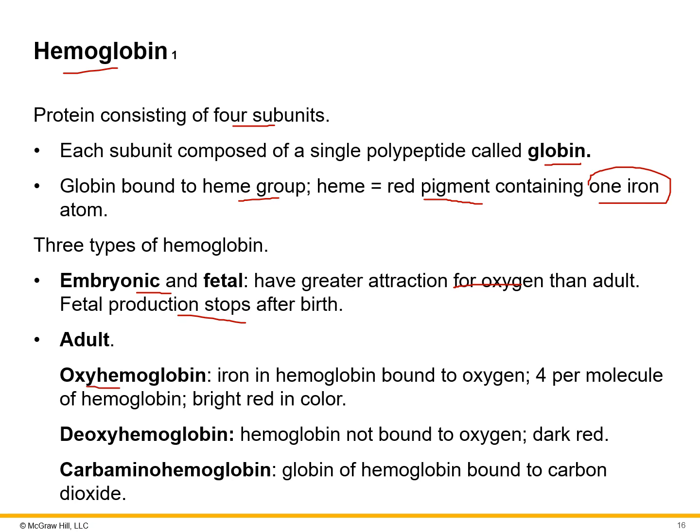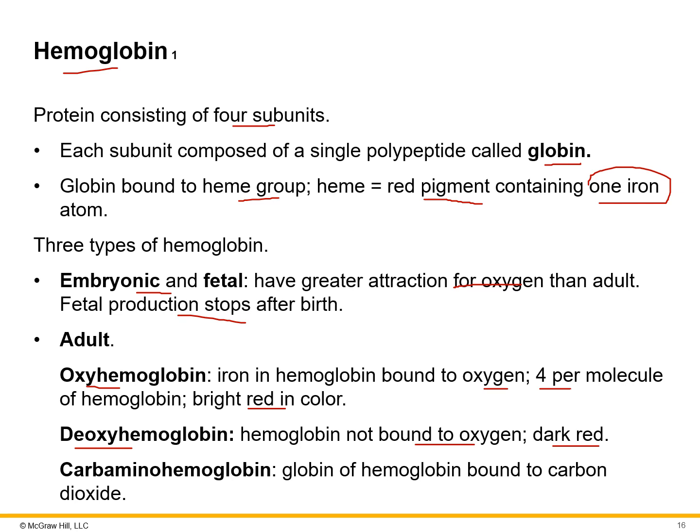So oxyhemoglobin, so that iron in the hemoglobin binds to oxygen. So we have 4 molecules of oxygen, and that's what gives that bright red color. So each one can carry 4 oxygen. We have deoxyhemoglobin. This is hemoglobin not bound to oxygen, so it's going to be a real dark red color. So if it has a bright red color, it means it's oxygenated. If it's not oxygenated, it's a darker red.